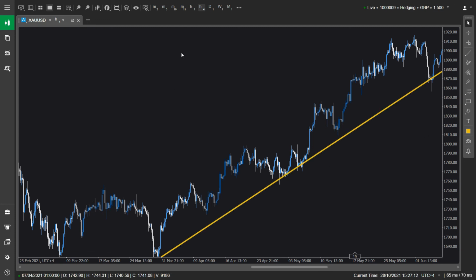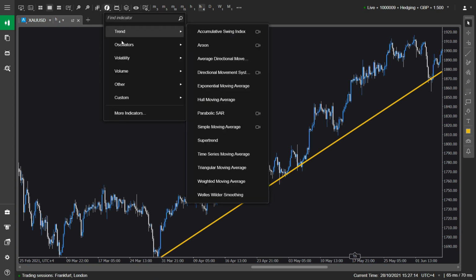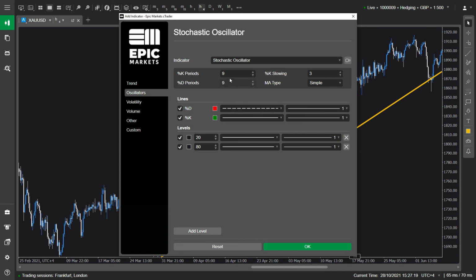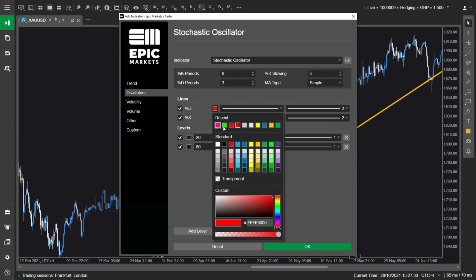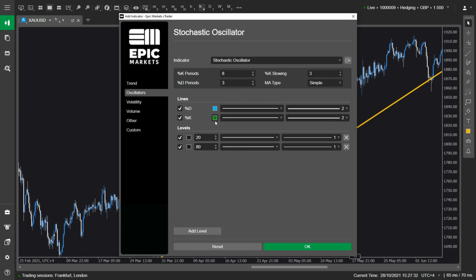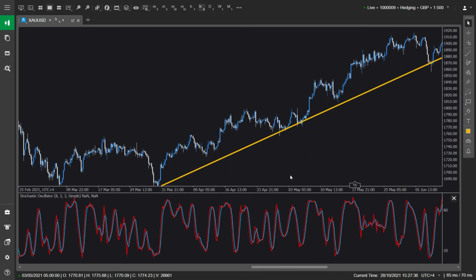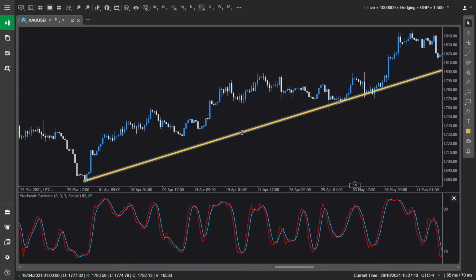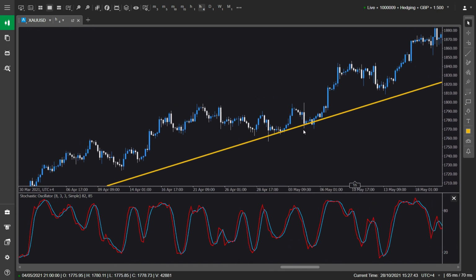Now, you could always choose to add an extra filter if you wanted to alongside these trend lines. You may decide that you want to add something like a stochastic. And if we add a stochastic on, let's say, an 8, 3, 3, let's make this easier colors to see. Let's go with blue and red. Okay. So touch 1, touch 2, touch 3.